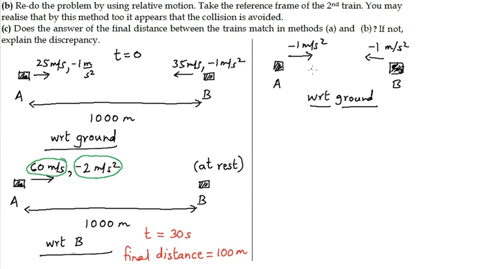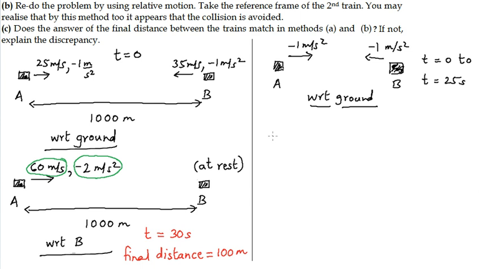Now what that means is that when I draw the diagram with respect to the ground, the acceleration of train A is minus 1 meter per second square, and that of B is minus 1 meter per second square. But this situation prevails only for the first 25 seconds of the motion, that is, from t equal to 0 to t equal to 25 seconds.